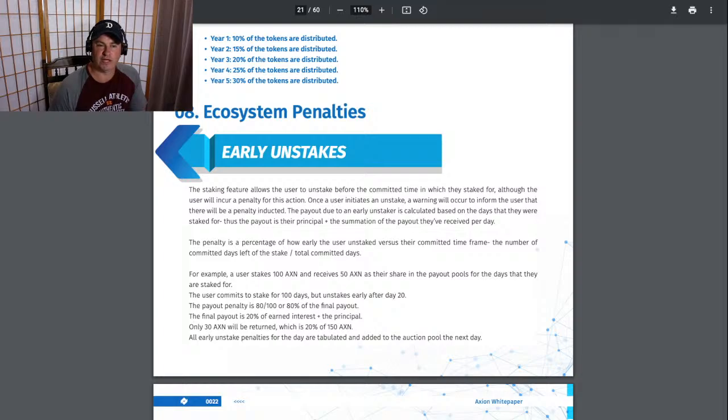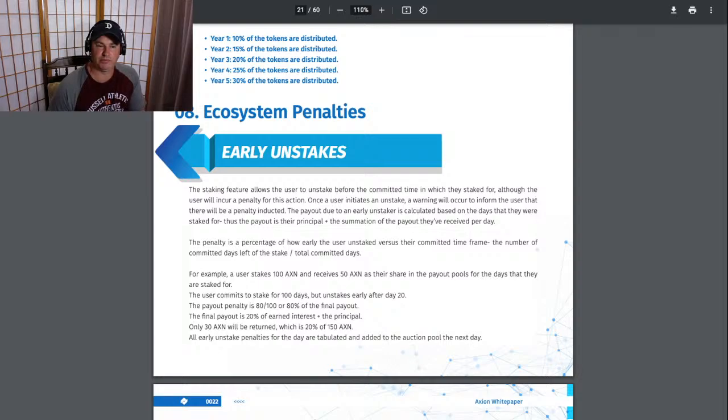The penalty is a percentage of how early the user unstaked versus their commitment time frame: the number of committed days left of the stake divided by the total committed days. For example, a user stakes 100 Axion and receives 50 Axion as their share, and the payout pools for the days that they've staked for. A user commits to stake for 100 days, but unstakes early after only 20 days, so that's 20% of the way through. The payout penalty would be 80% left over 100, or 80% of the final payout. The final payout is 20% of the interest earned plus principal.